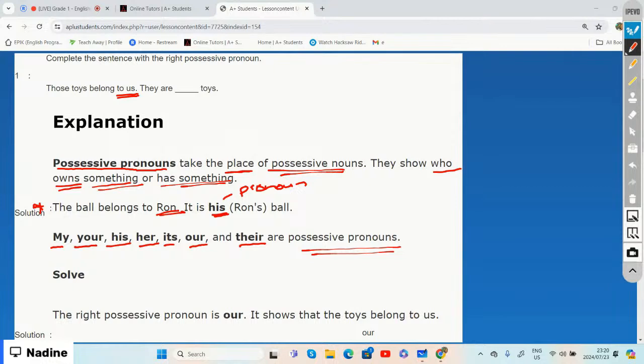And if we were to choose the correct one, we would say those toys belong to us, which also means if we were to choose the right possessive pronoun, we can say they are our toys. So they are our toys, which shows that the toys belong to us, right? So the right possessive pronoun is our, and it shows that the toys belong to us. It is our toys. It belongs to us.